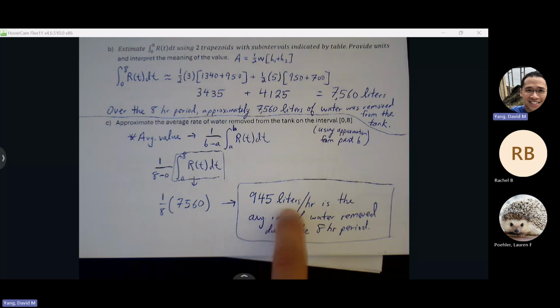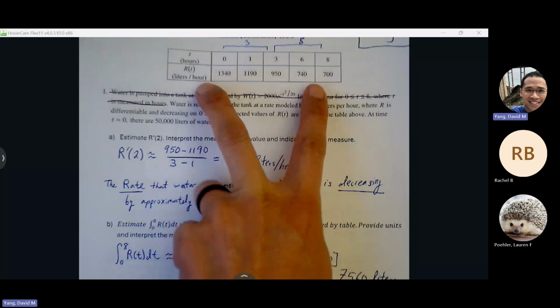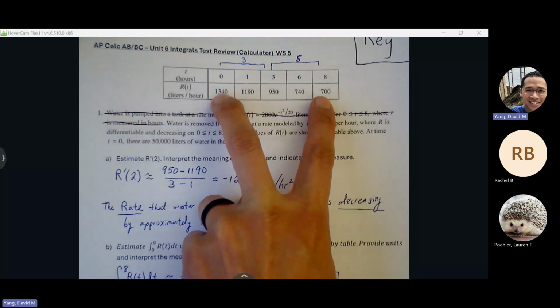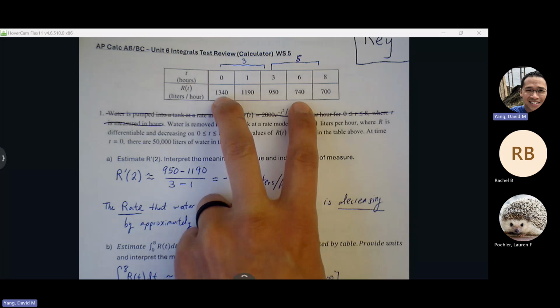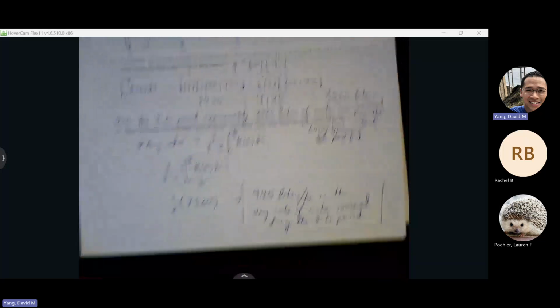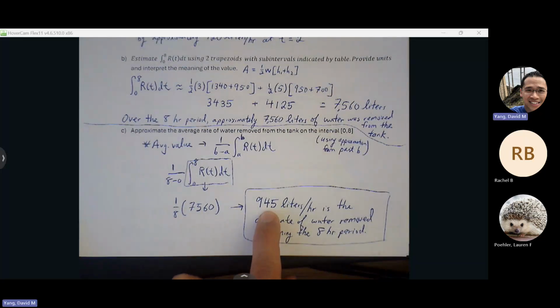Right, and then this number should visually make sense as well, right? If we're talking about an average rate, it should be consistent with what we see here. It should be a number that is between the highest and lowest values. So we want an average. Average means it's got to be lower than 1340 and higher than 700. And we do see something that makes sense.